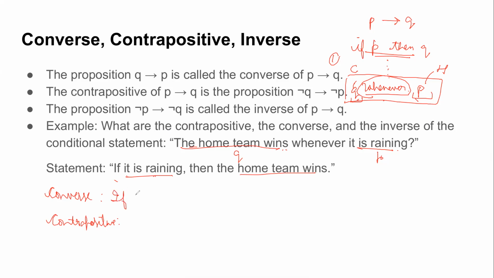Okay, converse was if home team wins, then it is raining. Now you need to take the same flipped version, but for contrapositive, you also need to take negation. Excellent, Shreya Dhananjay. If the home team does not win, then it is not raining. Right? And what about inverse? Dishan, you can also give a try so that you understand what is an inverse.